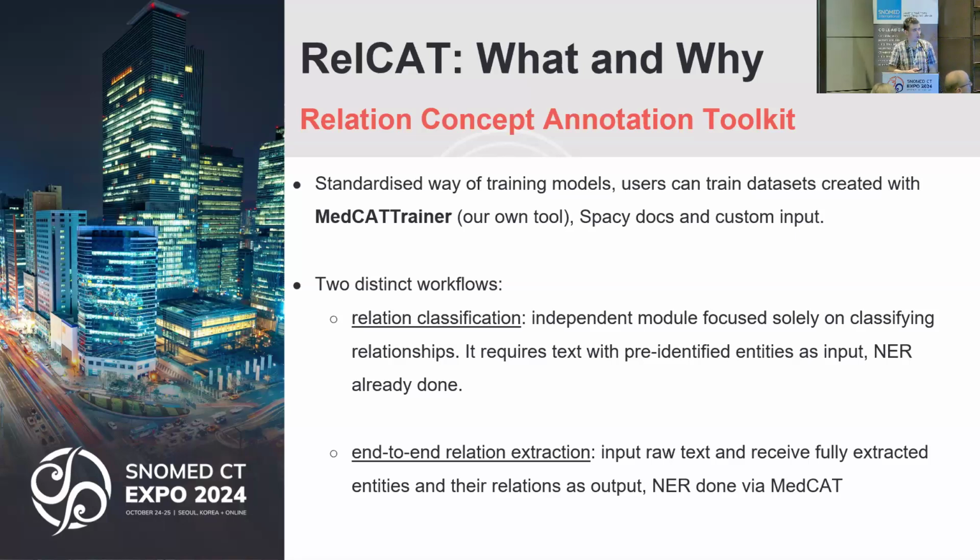You can use the RelCAT in two different workflows. The first is relation classification. This is where the person already has the documents and the named entities recognized, and so the only thing you're using it for is to classify the type of relationship between any two entities. The other workflow is the end-to-end relation extraction, which is a full pipeline, which means you input the text, and then you extract the entities and also the relationship between these entities. Of course, I need to mention this again: the NER bit is always done by MedCAT and not by RelCAT.